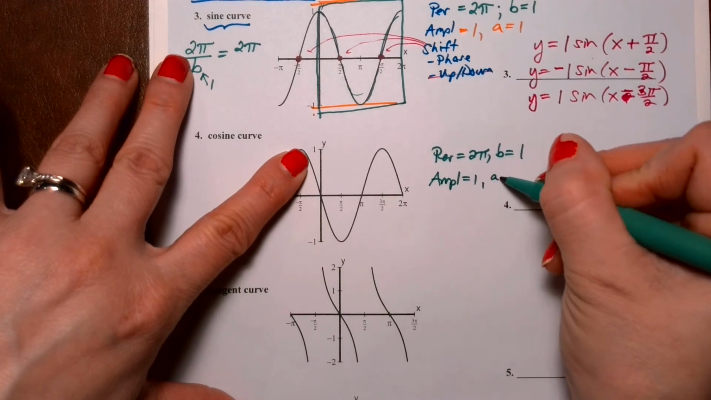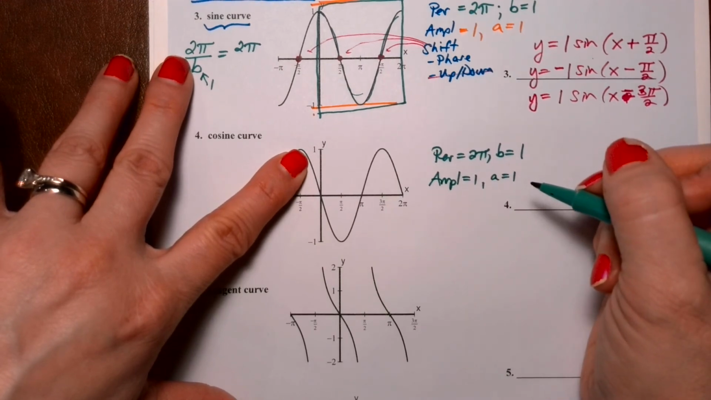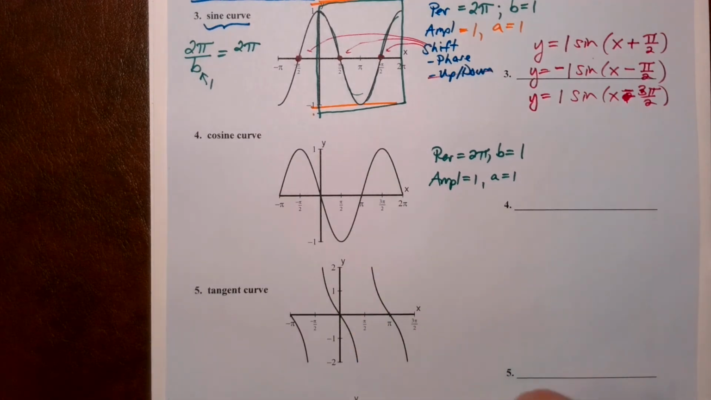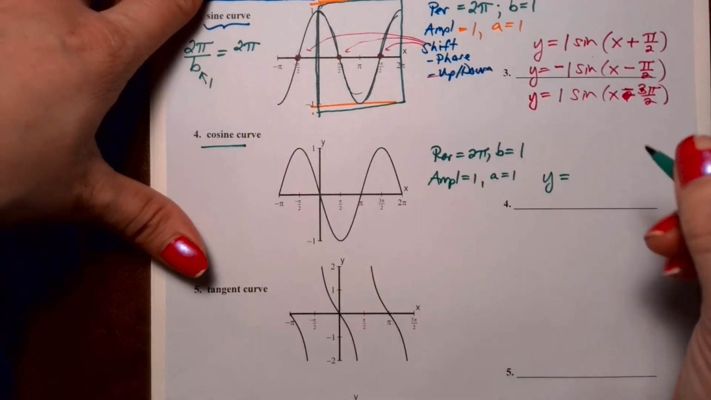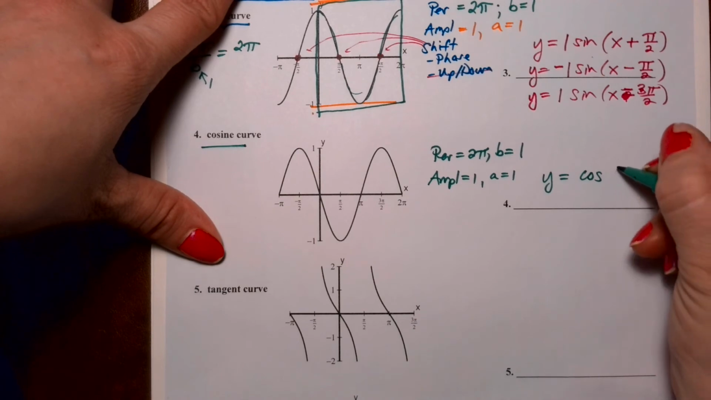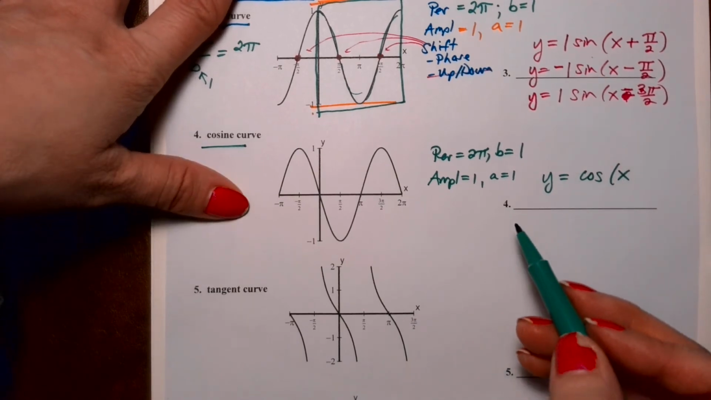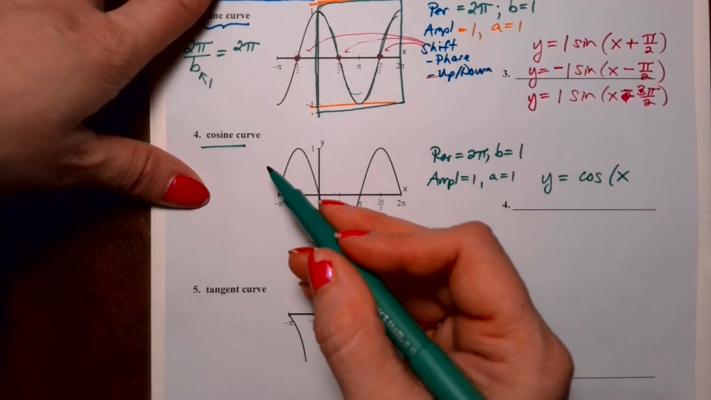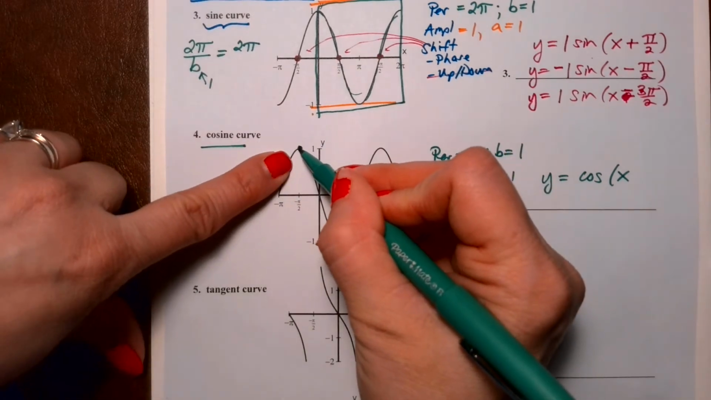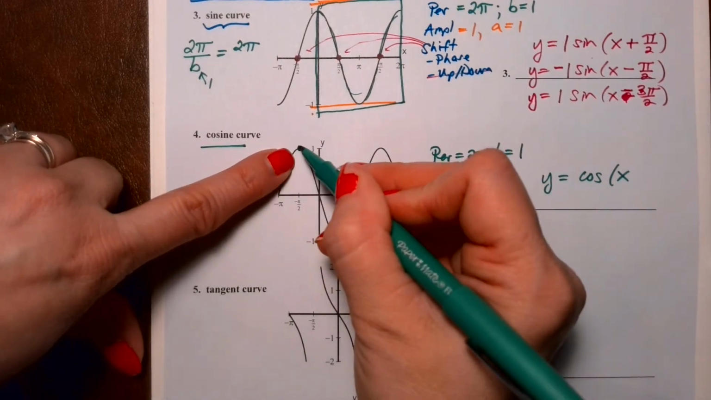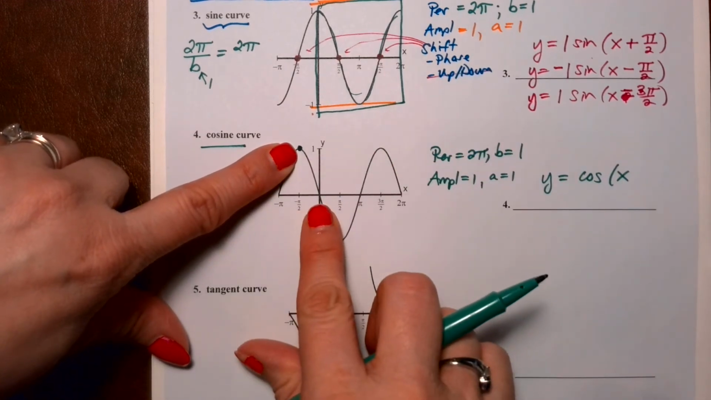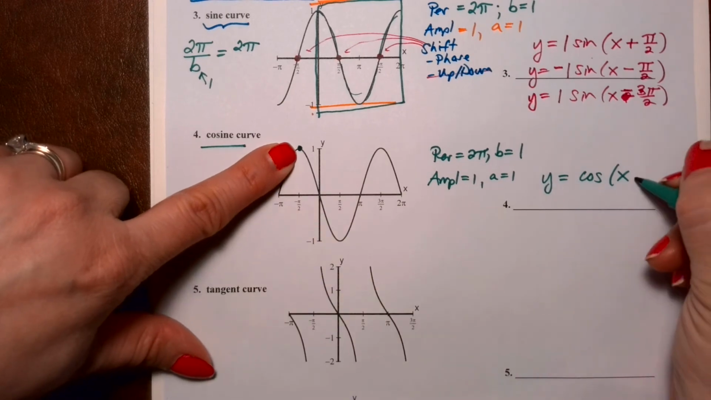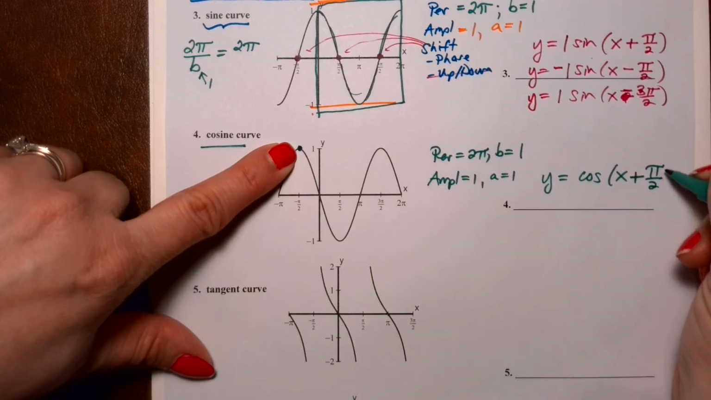So our a value is going to be 1. And let's figure out where a cosine curve could have started. So far we have y equals cosine of x. Cosine usually starts at a high or a low. What if it started right here? What if it started to the left, up there? Down, down, up, up. That's a good start. That is shifted to the left, so we would say plus pi over 2.